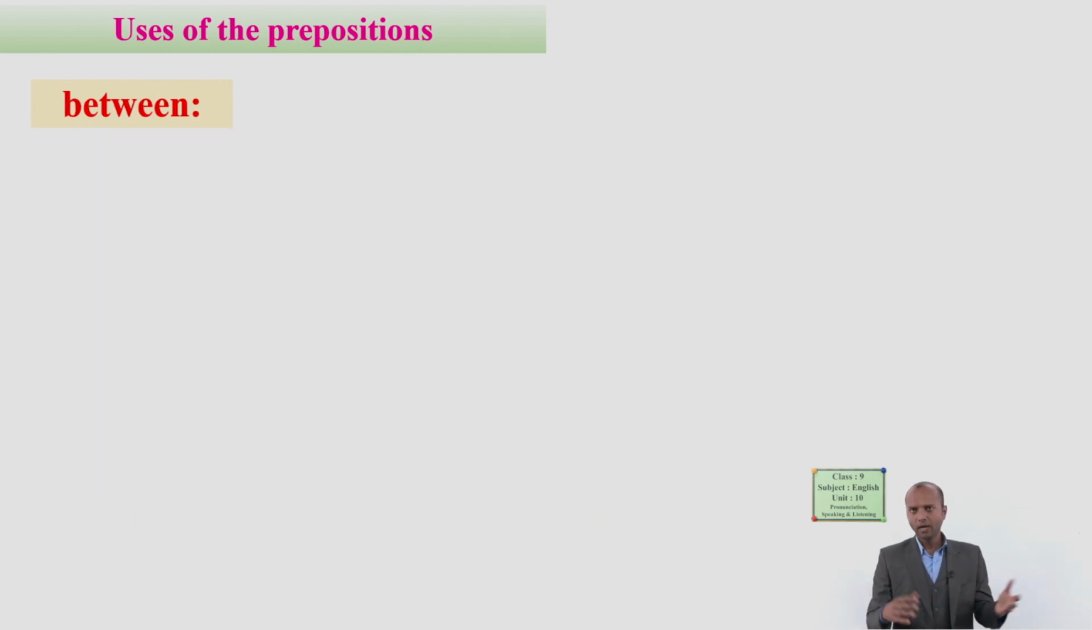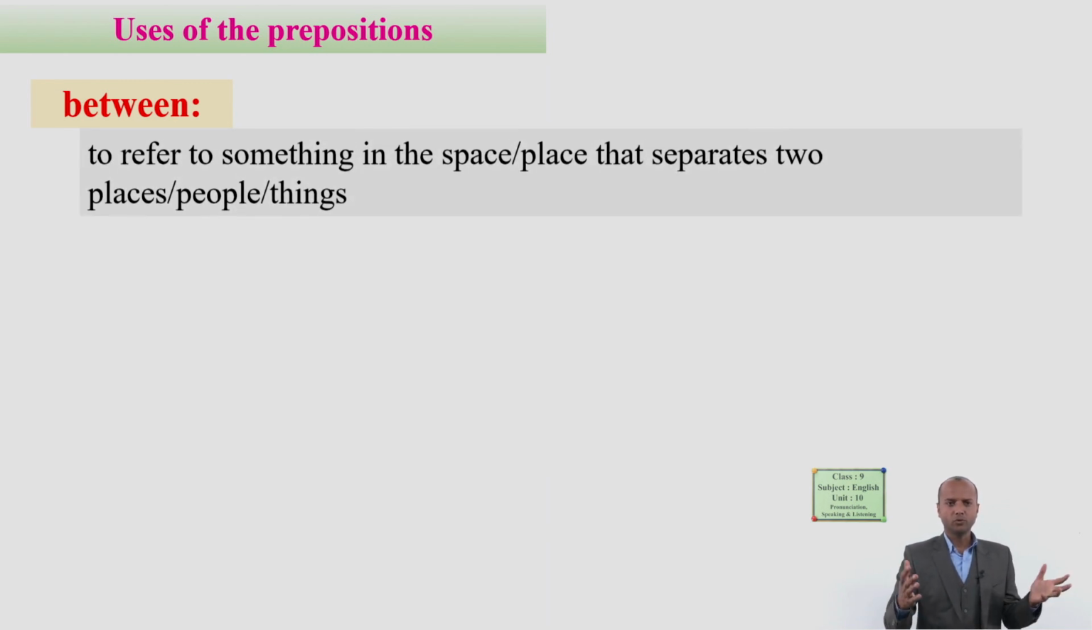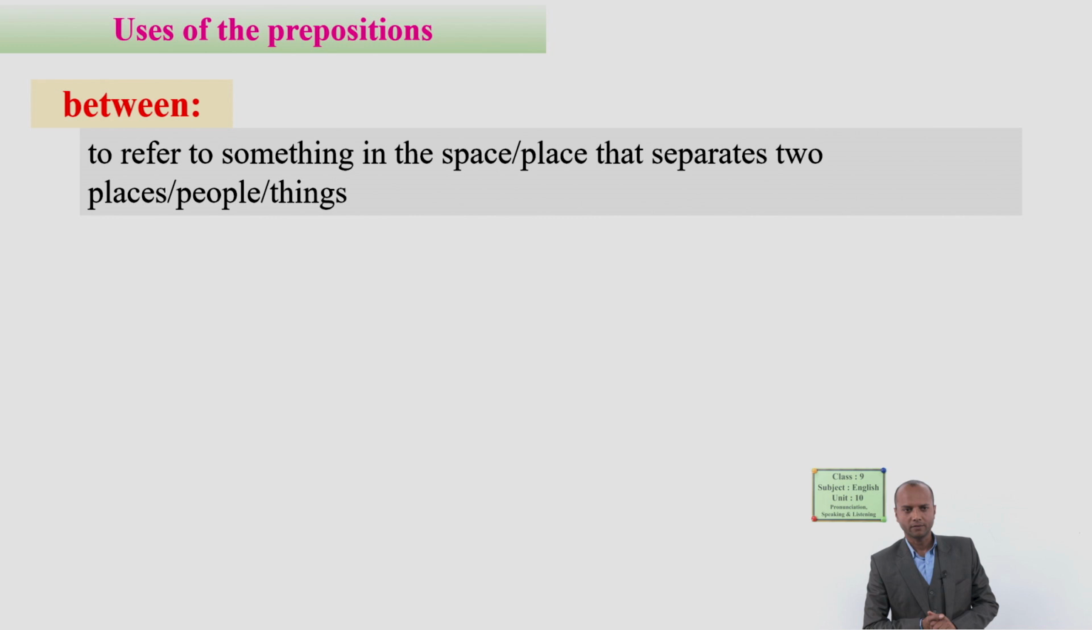Let's see next preposition and its use. It's between. I think you are pretty clear about the use of this preposition, aren't you? Very good. Actually you are. But for your tender reminder, okay, it refers to something in the place or space that separates two places, people or things. Means something should be there in between two things, okay. In the middle of two things there must be something. In that case you will use this preposition.